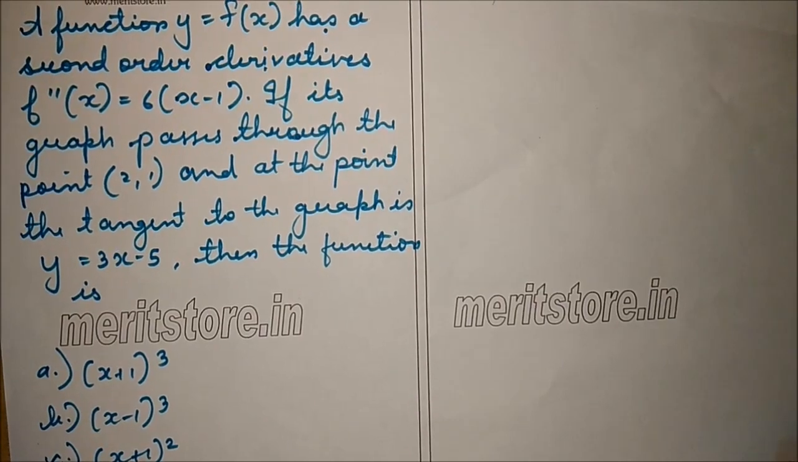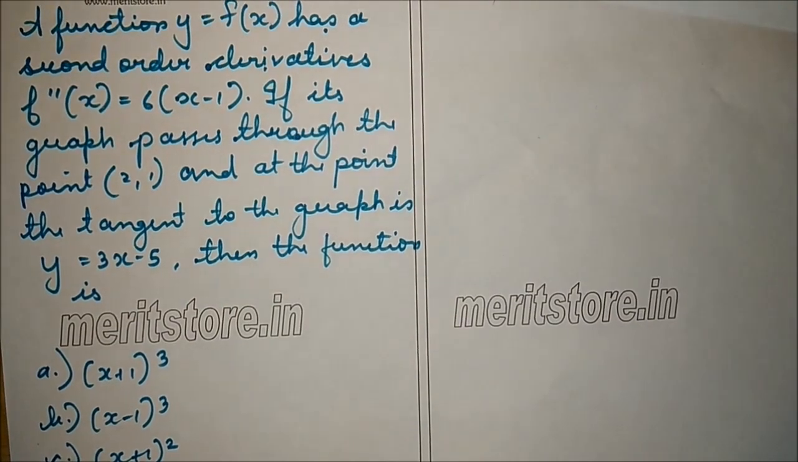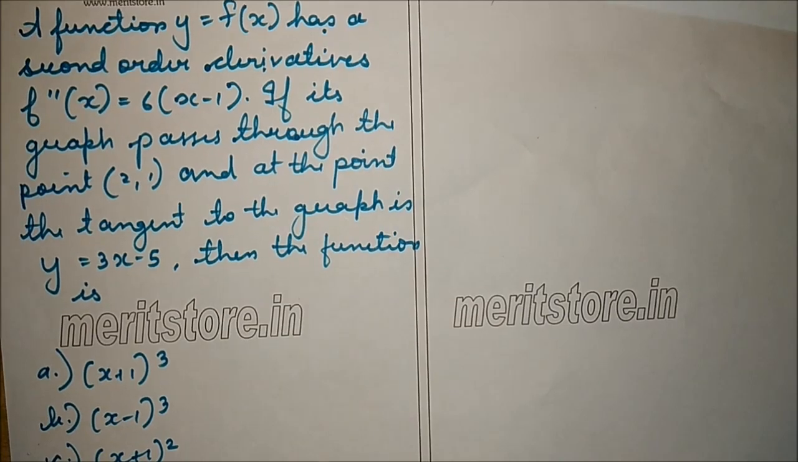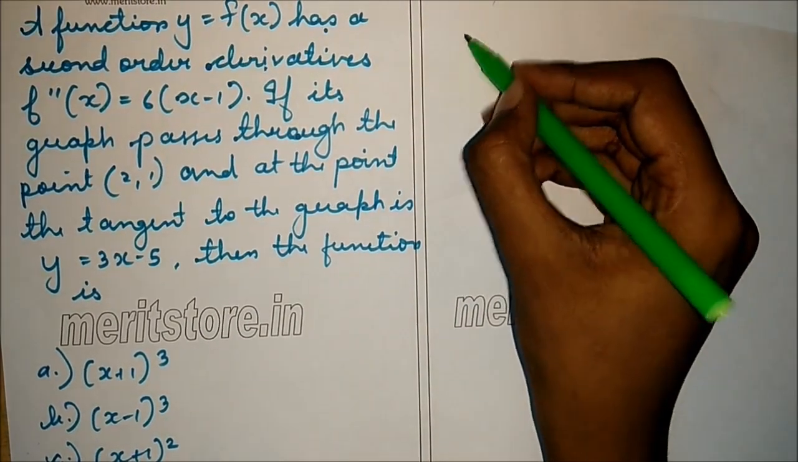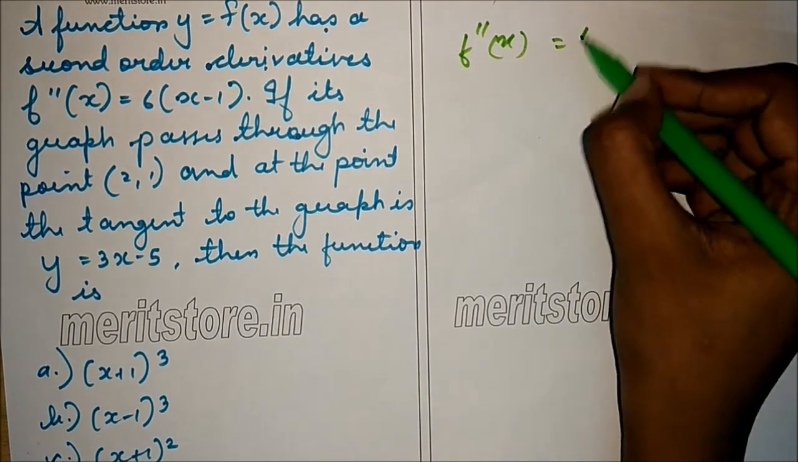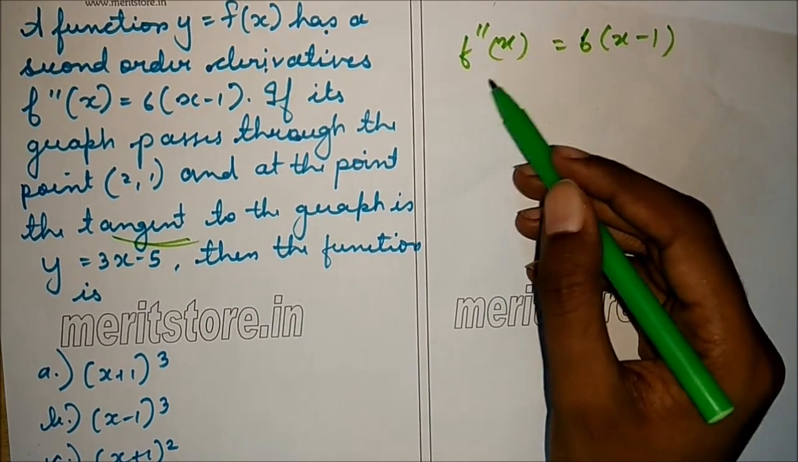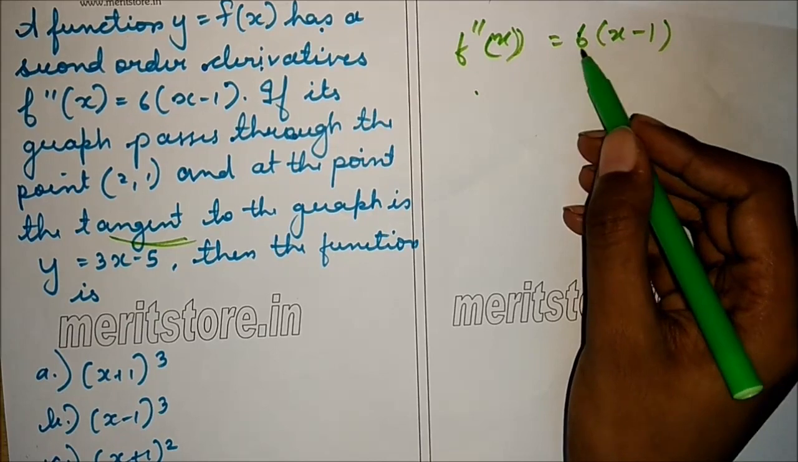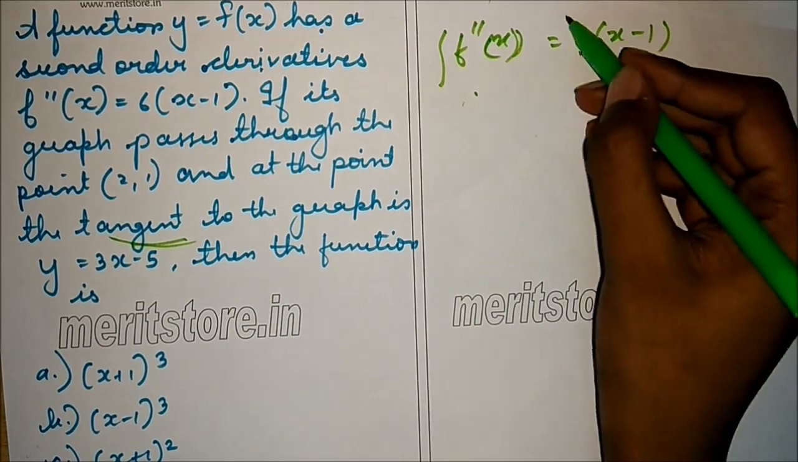The function y equals f of x has second order derivative f double dash of x equals 6 into x minus 1. If its graph passes through the point 2 comma 1 and the tangent to the graph is y equals 3x minus 5, then what is the function? It is given that f double dash of x equals 6x minus 1. The tangent to the curve gives the slope. So to get the slope, we integrate this with respect to x.